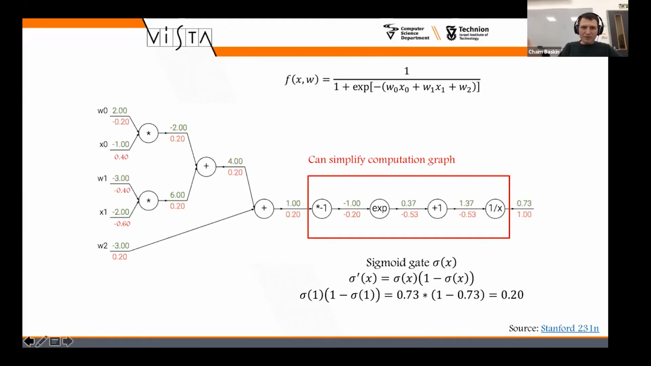So after we finished here, once you know the gradient, you know the update rule. You will minimize your loss by updating your weights for the next iteration.